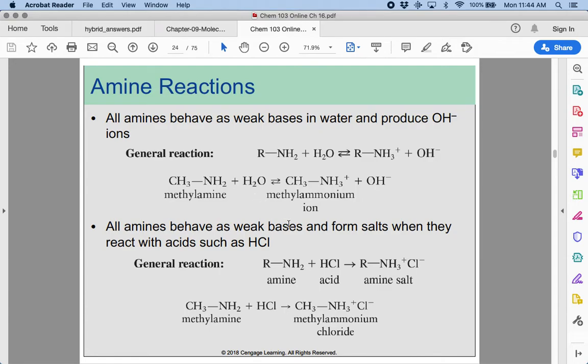So the trick is always here. This is a weak base, which means the water would be acting as the acid. So we're going to end up with a salt. Just like we saw with our carboxylate ions, we're going to get an amine salt as well. And so when we're naming these, this would be methylammonium chloride, and it comes from methylamine. So we cut off the amine portion and add ammonium and the name of whatever anion comes with it.